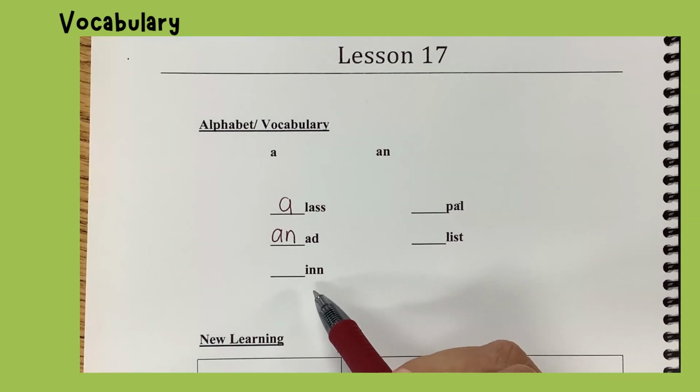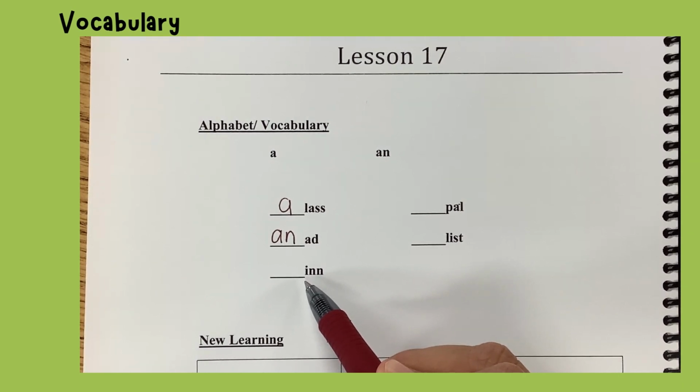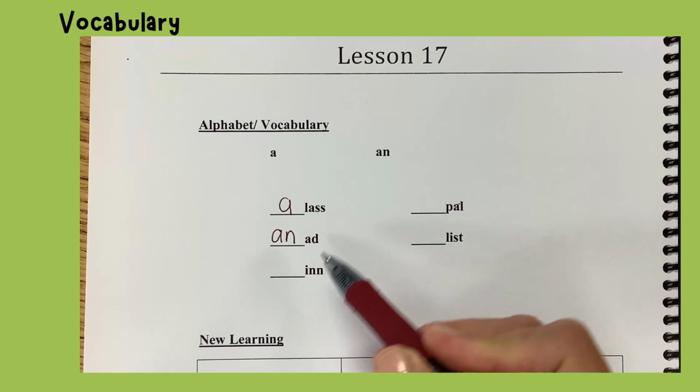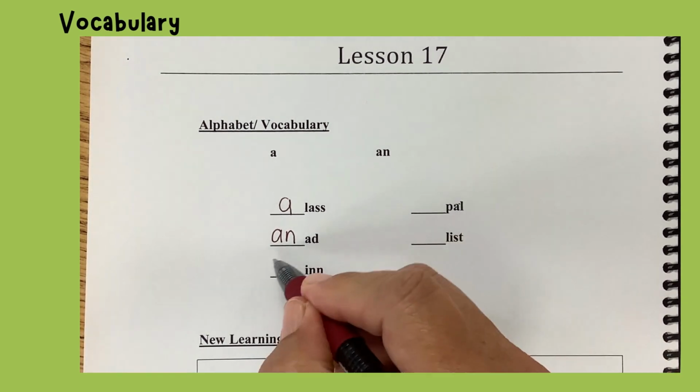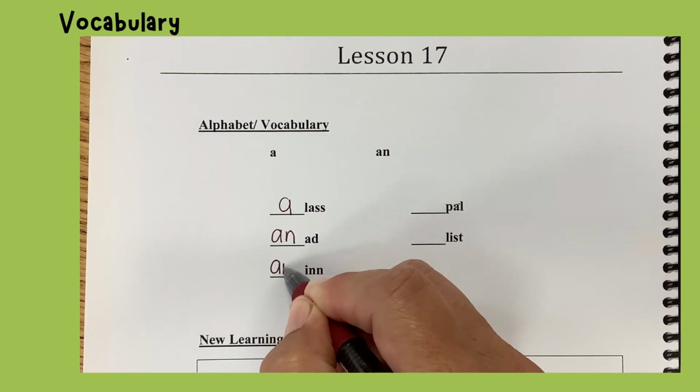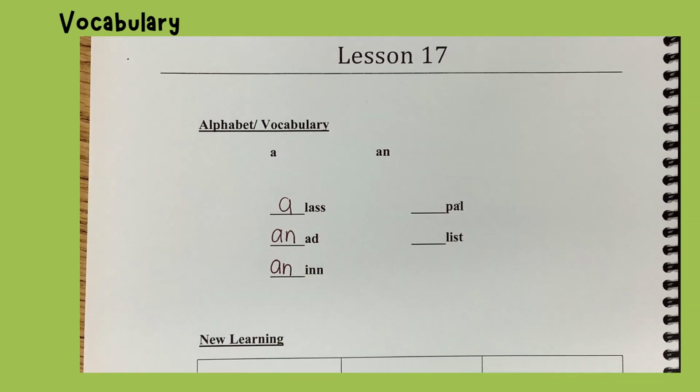Next word, inn. Inn starts with I. Vowel sound or consonant? Vowel. So with vowels, we use an. An inn. This inn means like a hotel. Let's go to the next word.